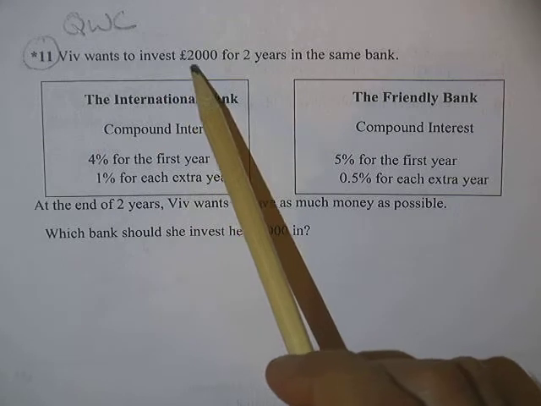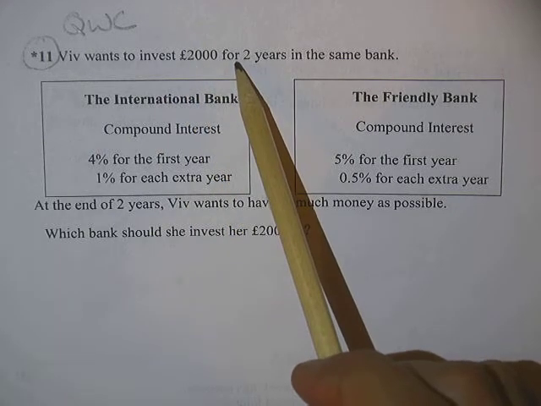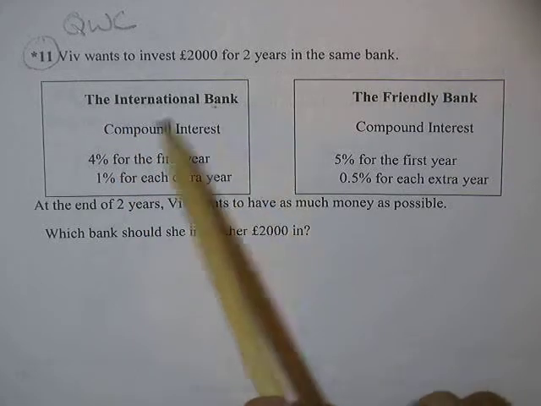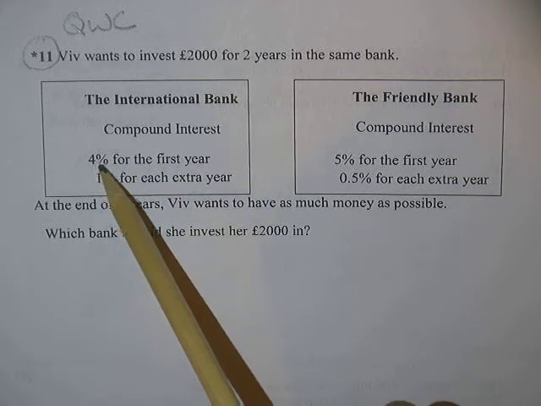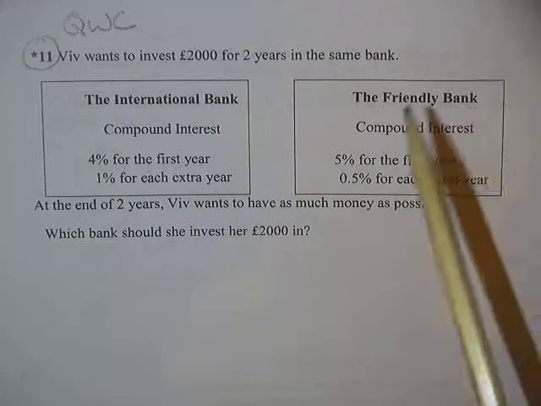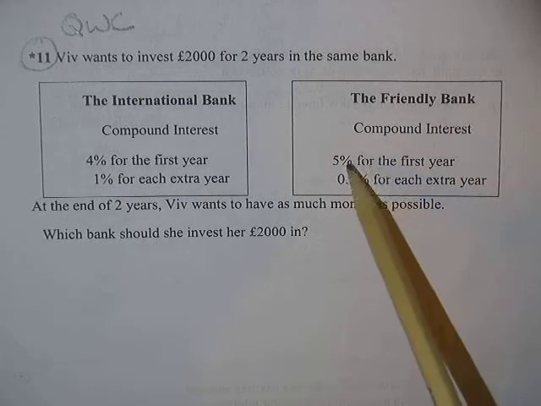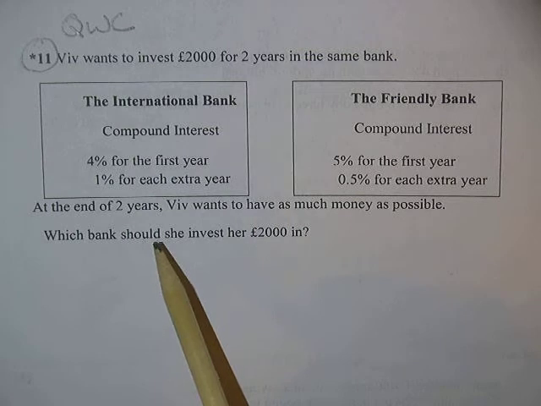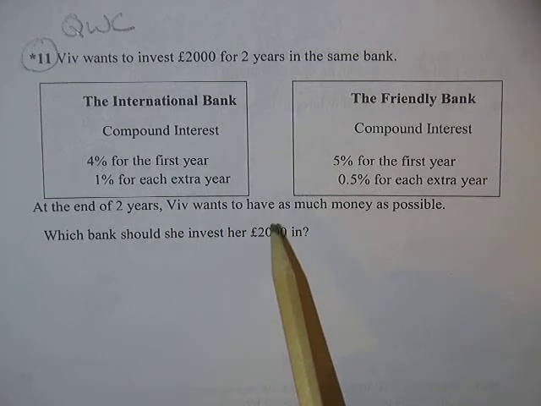Viv wants to invest £2,000 for 2 years in the same bank. There's the international bank, which gives you compound interest, 4% for the first year, 1% for each extra year. The friendly bank gives compound interest, 5% for the first year, 0.5% for each extra year. At the end of 2 years, Viv wants to have as much money as possible. Which bank should she invest £2,000 in?